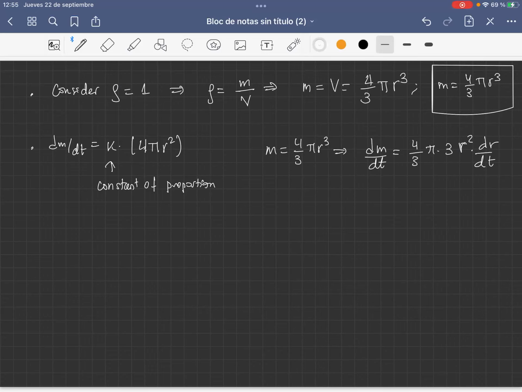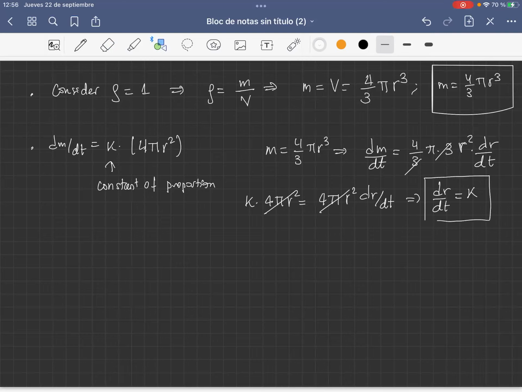So by pure comparison, that means that the constant of proportionality, in this case, these 3's go away. Sorry, this is squared. This is differential of r with respect to t. So in this case, we just get to the conclusion that the radius varies in time at a constant rate. That is that k that we introduced. So that's another thing that we have to bear in mind.